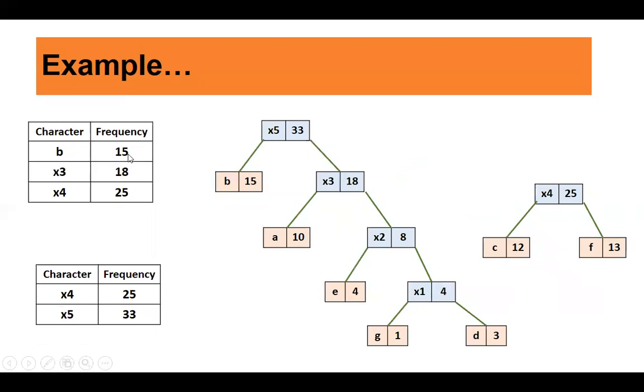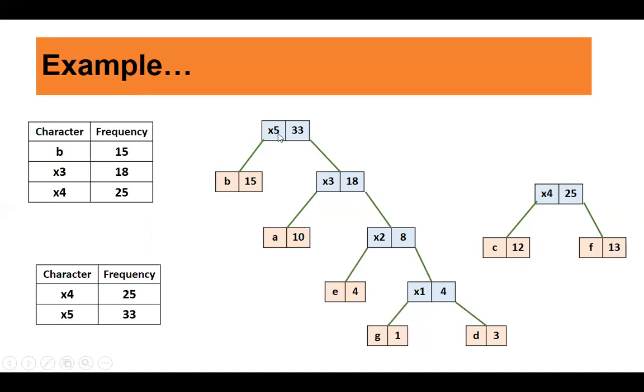Now what will you extract? You will extract B and you will extract X3. X3's frequency is 18, B is 15, so create a new input node 15. X3 is already an internal node. Combine these two to form a new internal node X5 with the frequency 33. That is 15 plus 18, which is nothing but 33, right? And this subtree is already existing as it is. X4 is already existing as it is.